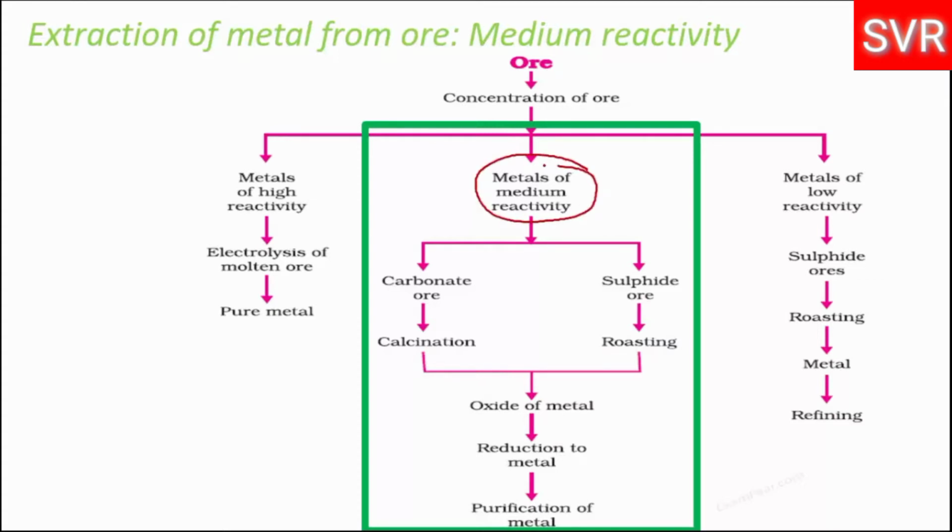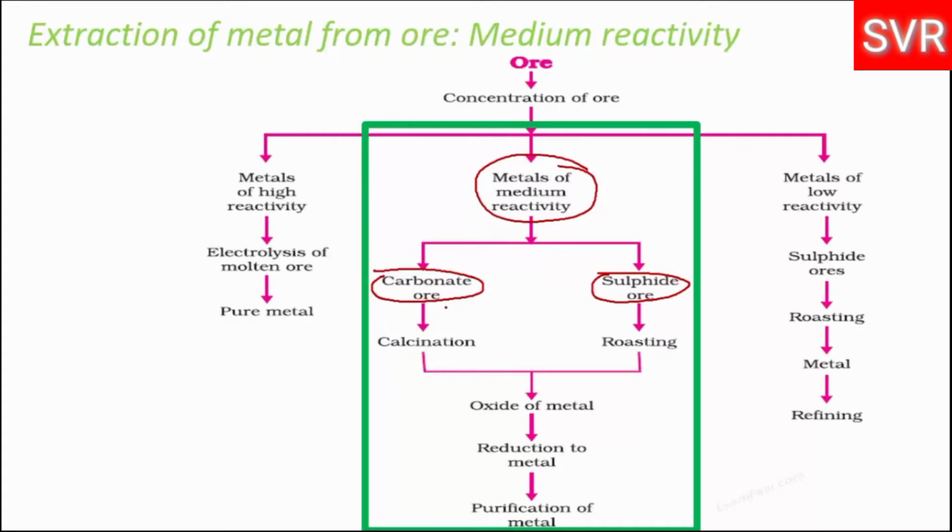Now most of these metals exist either as their sulfide ore or as their carbonate ore. If it is a sulfide ore, again the process will be the same. It will undergo roasting, that is strong heating in excess of air, and it will form the oxide ore, that is oxide of metal will be formed. From there it will get reduced to metal, and then the metal will get purified.